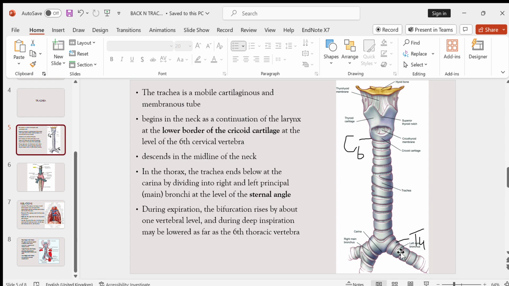The structure of trachea is such that it comprises C-shaped cartilages in the front. The gap in the C is filled by trachealis muscle, which lies on the back. It means the tracheal cartilages, the C-shaped cartilages, are in front and the trachealis muscle is in the back.